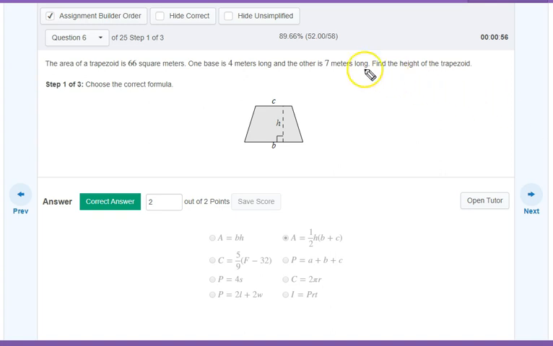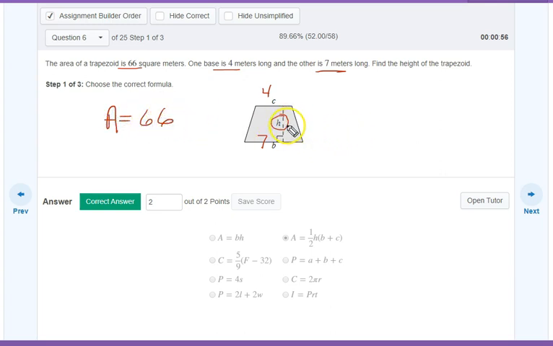Now, for something like this, they're giving you a picture of a trapezoid that has this many square meters as its area. The base is 7. Well, I guess that would be c, I'm sorry, 4. The base is 7 here, yep. What we don't know is the height, h. And the area we said was 66.